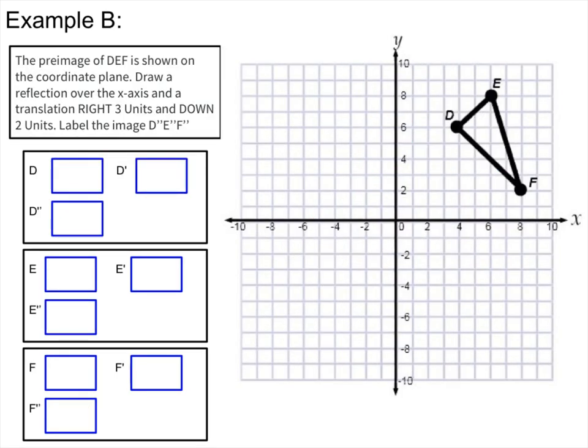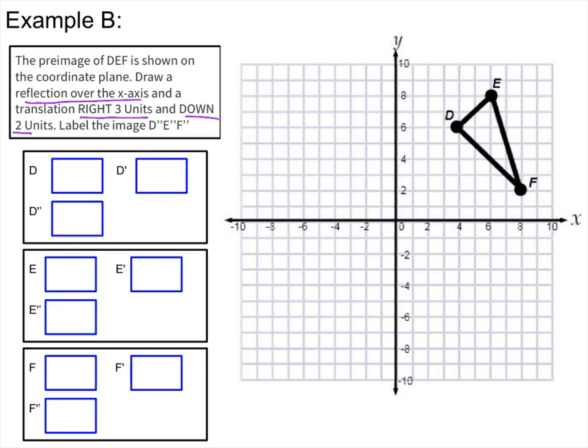So here we are at example B, and it says the pre-image DEF is shown on the coordinate plane. Draw a reflection over the x-axis, so that's an important step. And then we're going to perform a translation of right 3 units and down 2 units. Label the image D double prime, E double prime, F double prime.